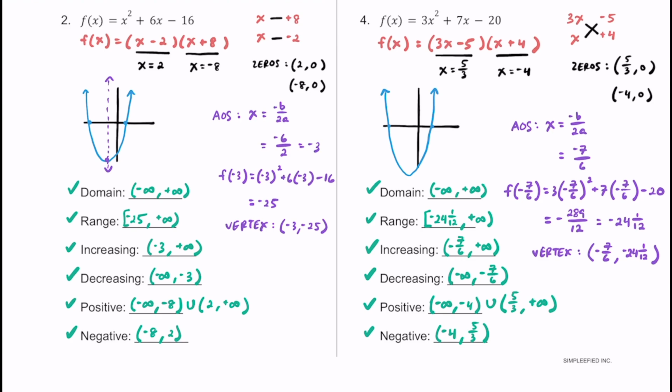So there you have 4 different examples of looking at some quadratic functions where we had to figure out some different intervals, where we can find the intervals of the domain, the range, the increasing and decreasing intervals, as well as the positive and negative intervals.